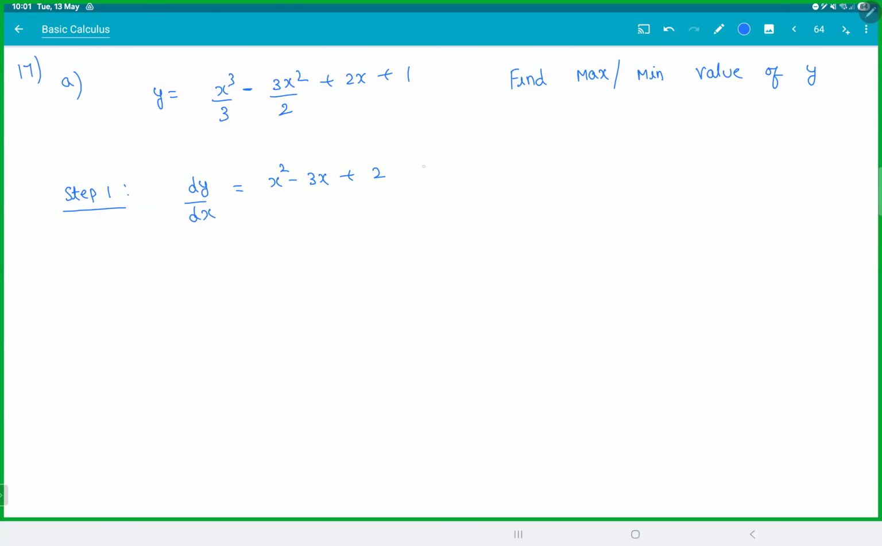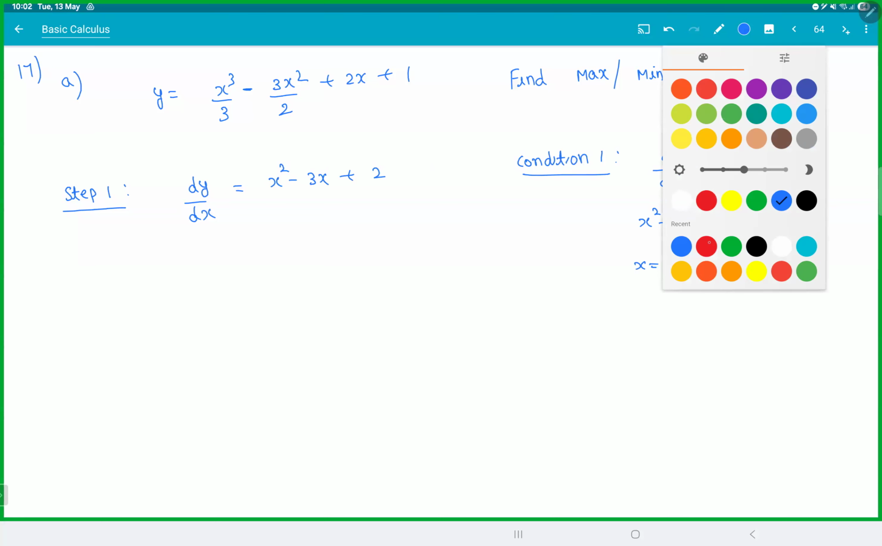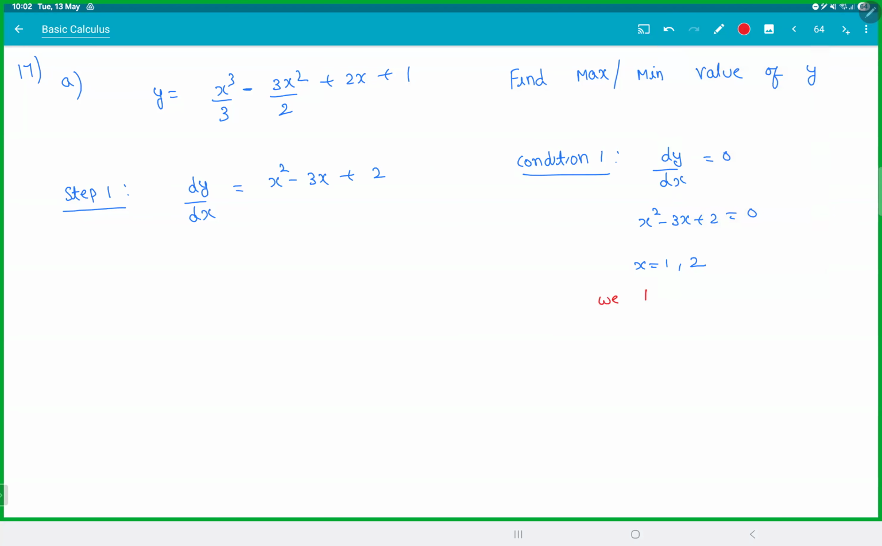Right? So this is condition 1. Condition 1 says that the first differential is 0. dy by dx must be 0. So x square minus 3x plus 2 is equal to 0. So we get x is equal to 1 and 2. Now we have a problem. We don't know which is maximum and which is minimum. This is the reason why we need a second condition.